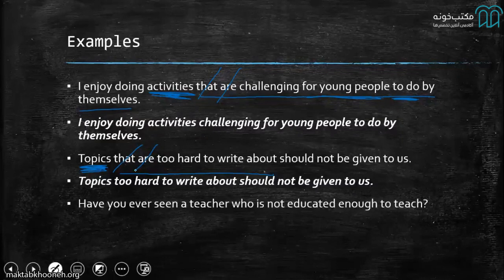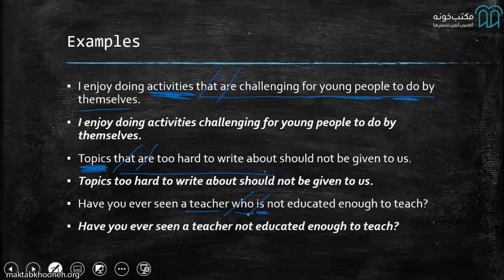Have you ever seen a teacher who is not educated enough to teach? So again, I have teacher, I have who, and I have is in this question. Now I'm going to change it by removing the who and the is, and it becomes: have you ever seen a teacher not educated enough to teach? Pretty simple if your original sentence is correct, because all you're really doing is removing the who, that, which plus the be verb, and everything else stays the same.